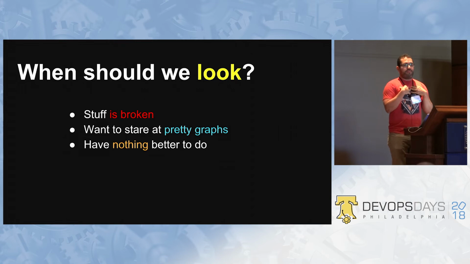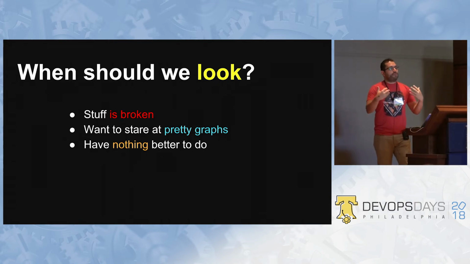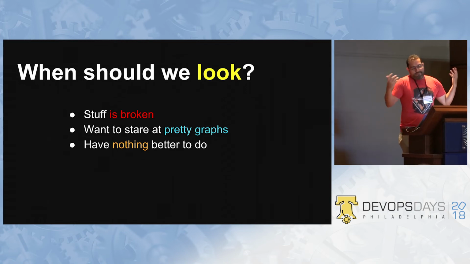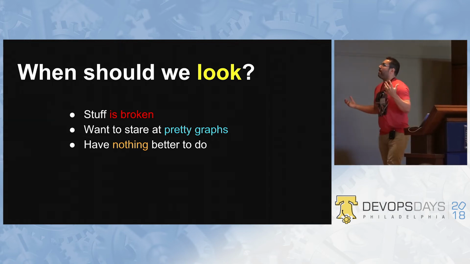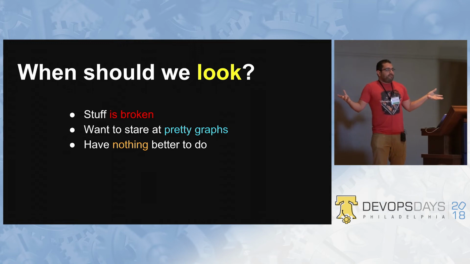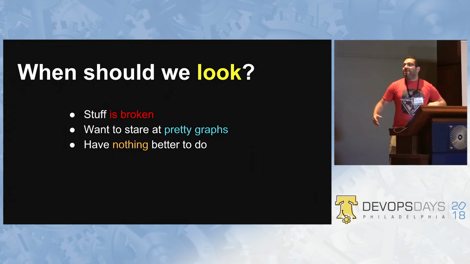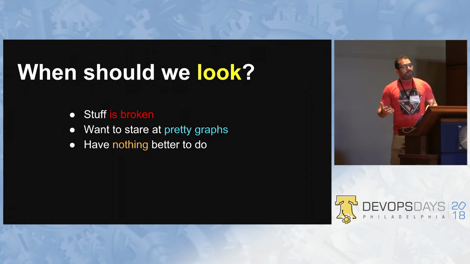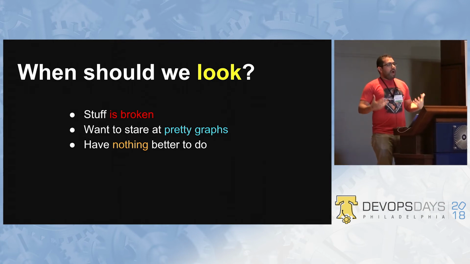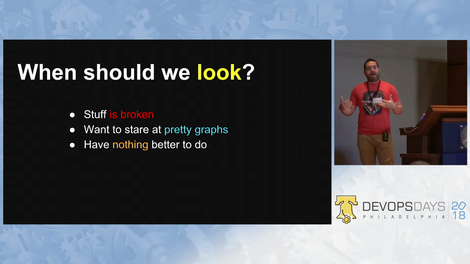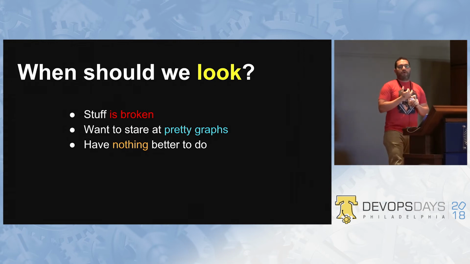I know stuff is broken. Now I'm going to look at the dashboard because it's going to give me a perspective, a view on why something could have failed. Or when I want to look at pretty graphs, you know, we have a lot of pretty graphs, with lots of lines and lots of colors. Maybe it's good. Or when I don't have anything better to do. So if you have to look at a dashboard to find out if stuff is broken in your system, you don't have an alert that's going to give you this information. You have failed at building dashboards.